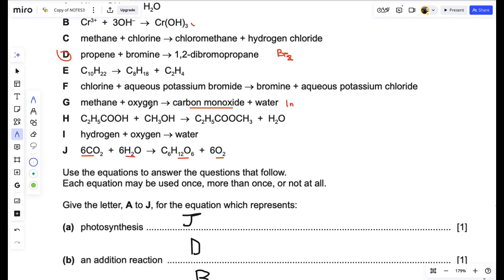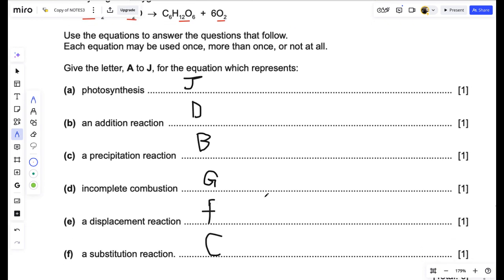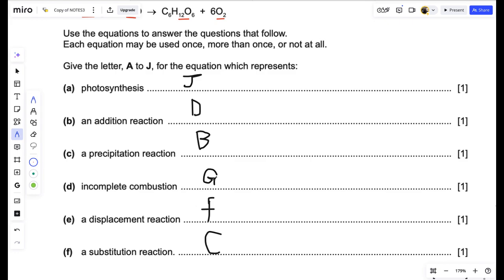It normally happens when there is no excess oxygen. If the oxygen is in excess, it will produce carbon dioxide, and it will become a complete combustion. So incomplete combustion is G. So the reaction for incomplete combustion is G.